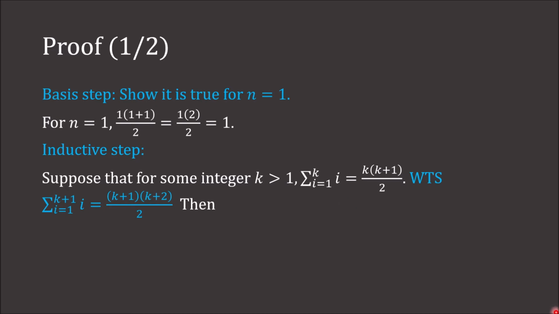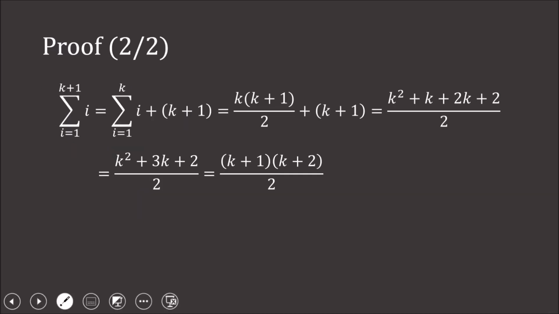All right, so if it's true for k, then the sum from i equals 1 to k plus 1 of i would be the sum from i equals 1 to k of i, then plus (k plus 1). So from here to here, all we did was pull out the final term, which we saw in the last video. But we know by assumption that this has to be k times (k plus 1) over 2.